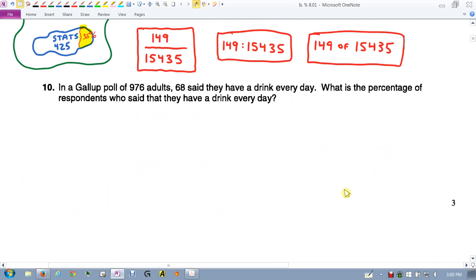In a Gallup poll of 976 adults, 68 said they have a drink every day, meaning a single drink, right? The other 900 and something have multiple drinks per day. What is the percentage of respondents who said that they have a drink every day? 68 divided by 976. That one's pretty straightforward, huh?